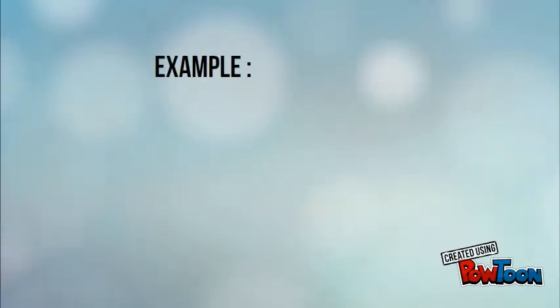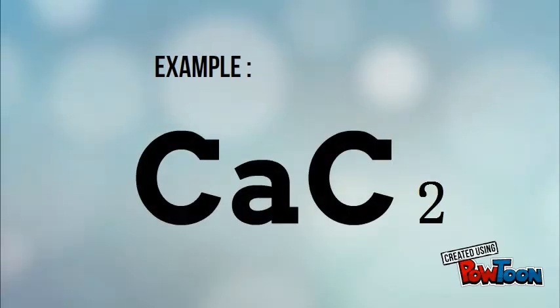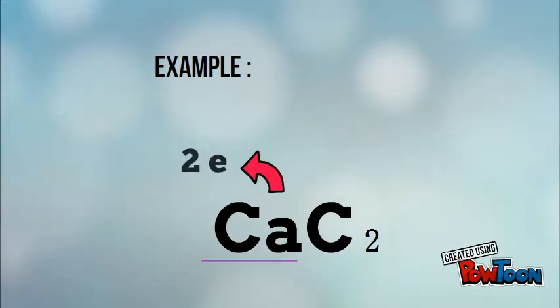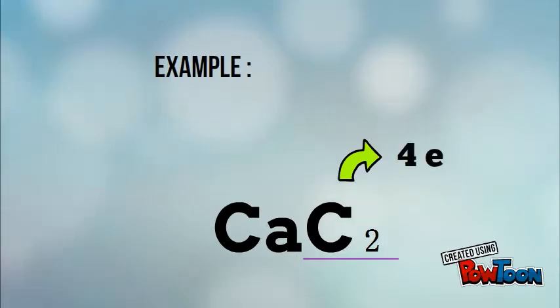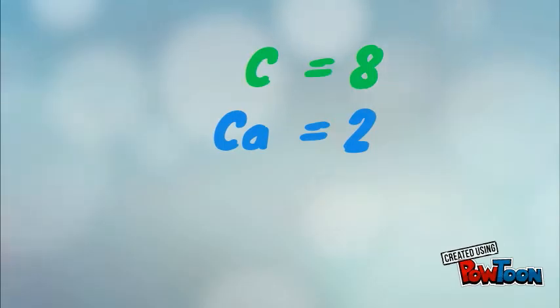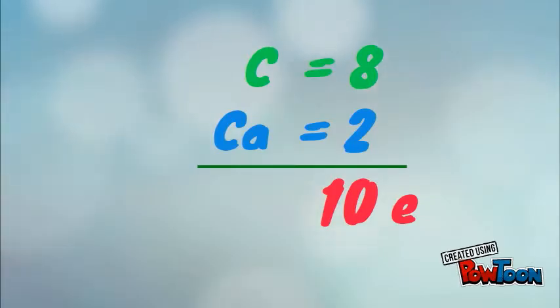For example, calcium carbide. Calcium carbide is expressed in the formula CaC2. Since calcium is in the second group, its valence electrons are 2. Carbon has 4 valence electrons, but since there are 2 carbons in the formula, we have to multiply the 4 valence electrons by 2. So, carbon has 8 valence electrons, while calcium has 2 valence electrons. We just have to sum all the valence electrons of each element. So now, we have 10 valence electrons in all.